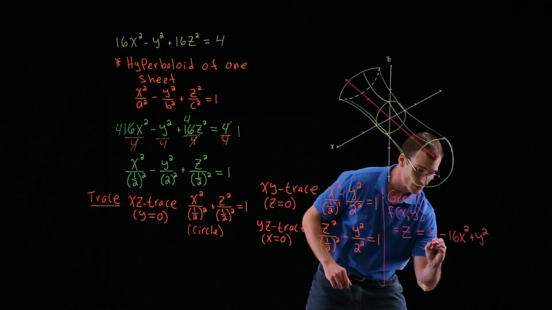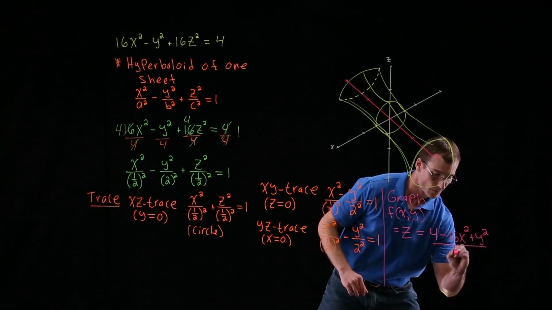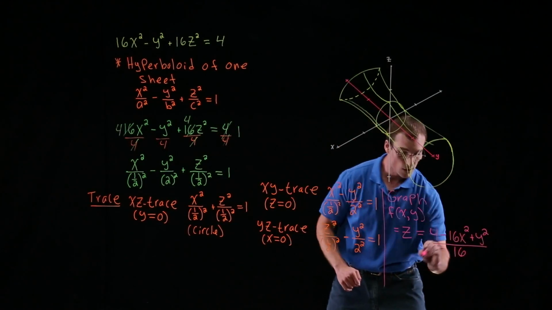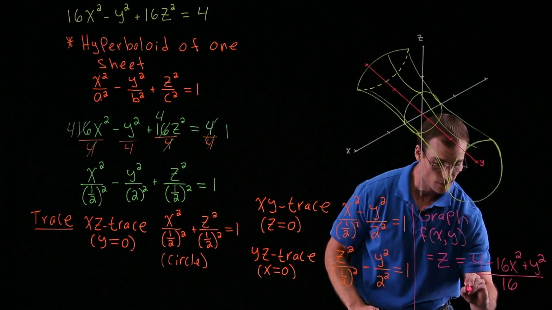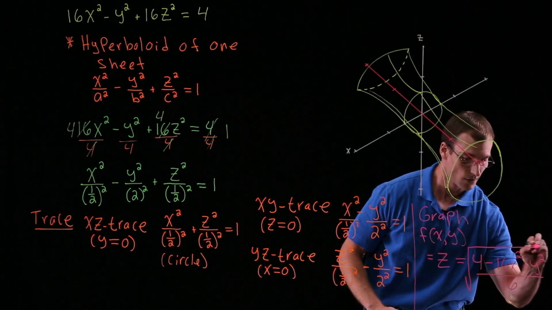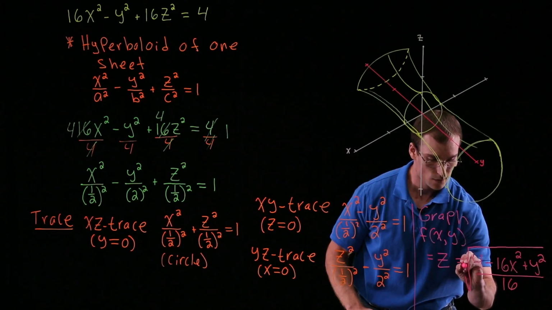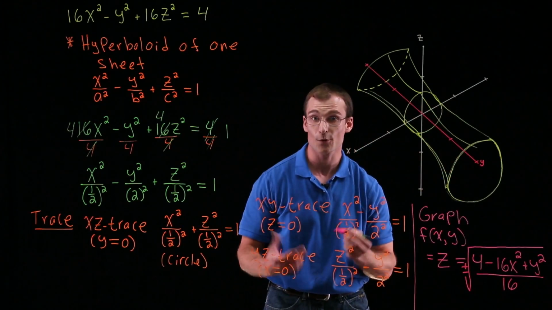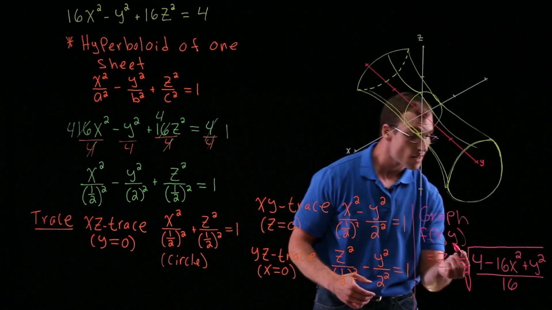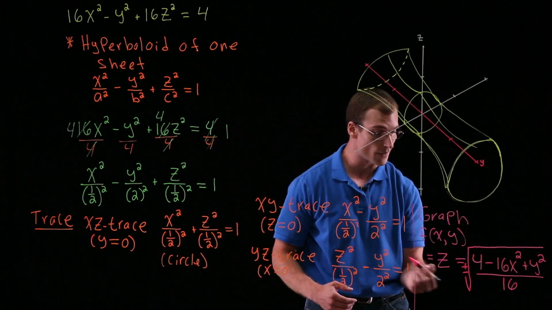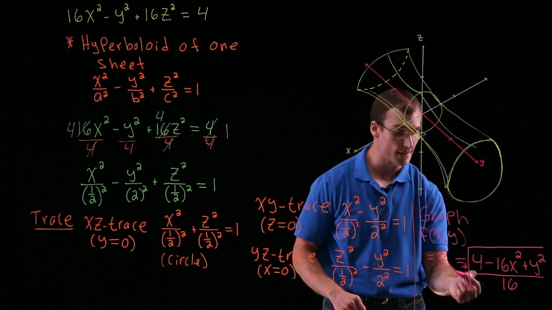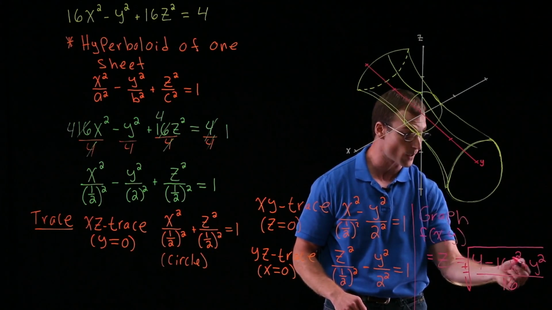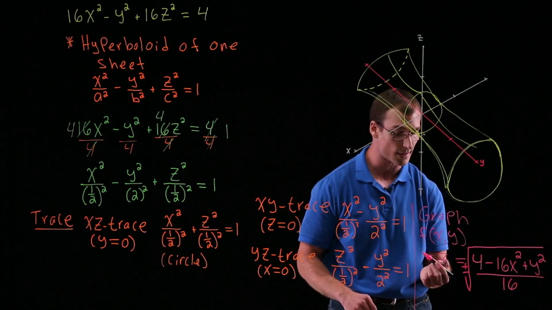We would divide everything through by 16, leaving us with just z squared. And then lastly, we will take the square root of both sides, with a plus minus out in front. So with your 3D graphing utility, this is what you're going to type in. For your z variable, you're going to type in both the positive and negative of the square root of 4 minus 16x squared plus y squared, all divided by 16.